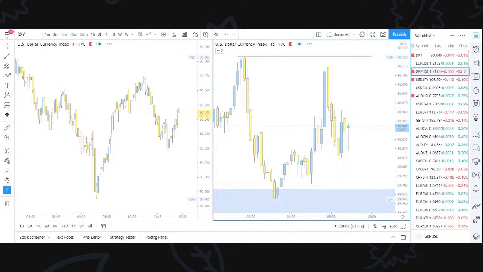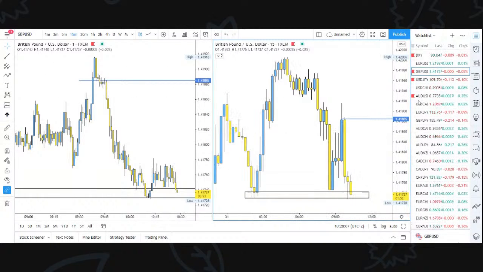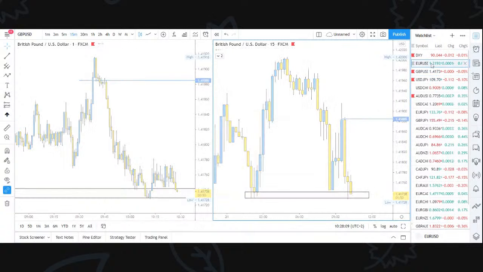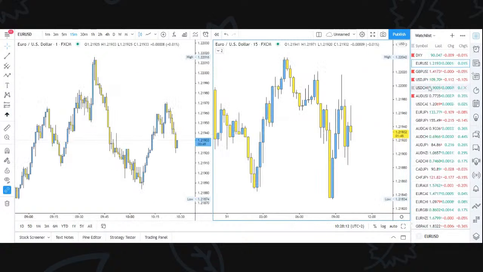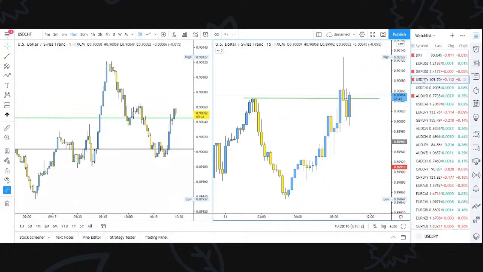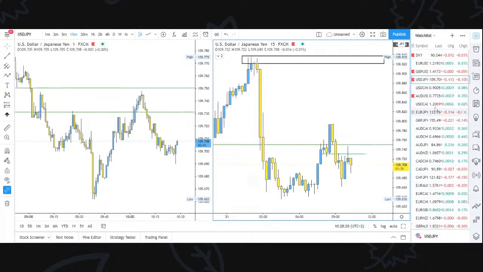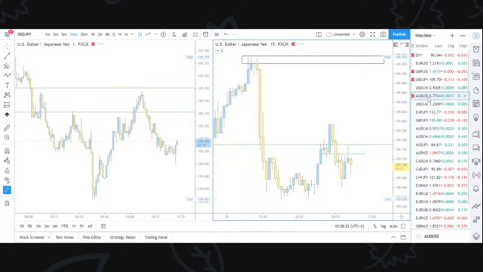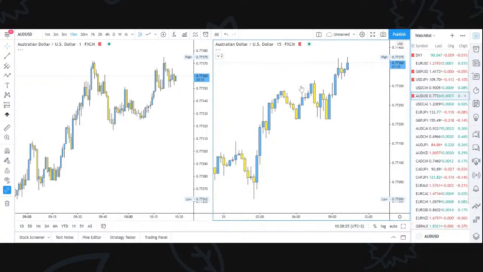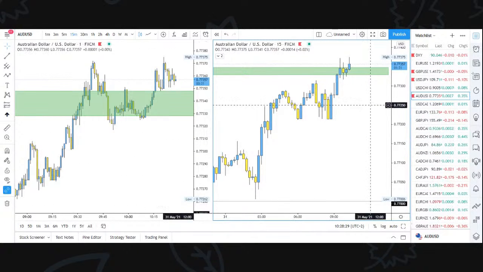If the dollar is going up, then that means the pound should go down. EUR/USD should go down. USD/CHF should then go up, right? USD/JPY should then continue up if I'm correct. AUD/USD should then see weakness from here. This is if the dollar is going up.